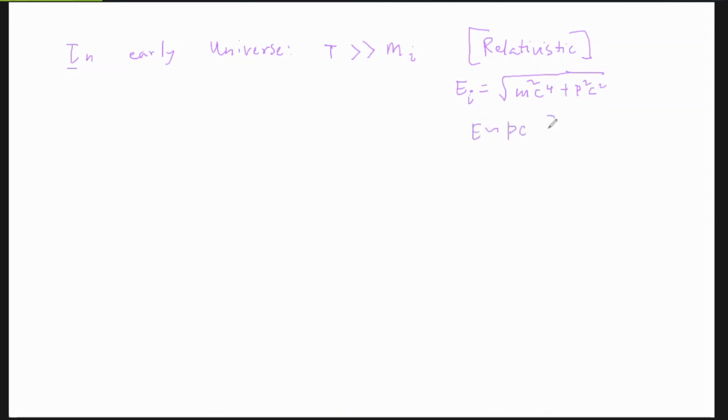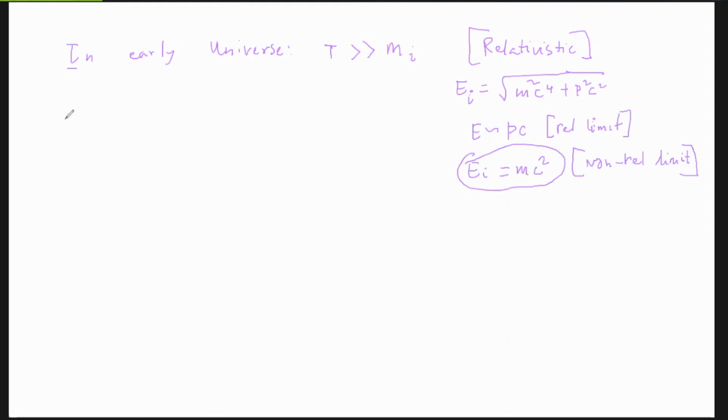This is called relativistic limit. For non-relativistic limit, E is just nothing but mc squared, that you know, the rest mass. This is non-relativistic limit. This we will need later.